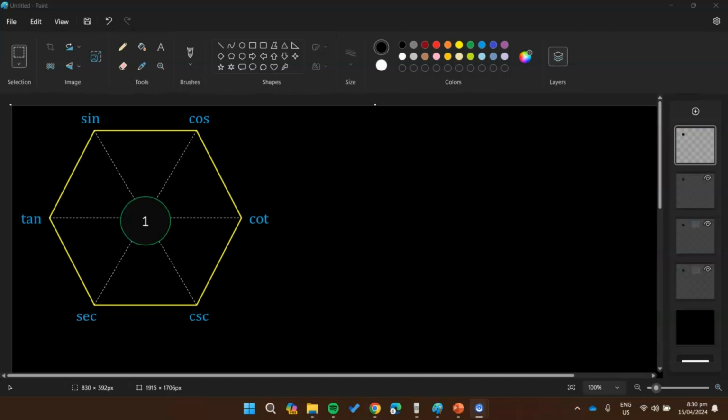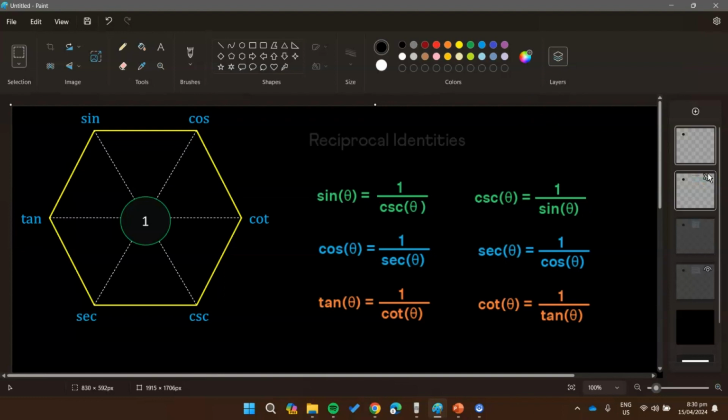So how to make use of this magic hexagon, or some people will call it the super hexagon, to solve different trig identities. So we start with our reciprocal identities. So we have sine theta is equal to 1 over cosecant, cosine theta is equal to 1 over secant, tangent theta is equal to 1 over cot, and then the rest. Now, how do we make use of the magic hexagon to identify these different reciprocal identities? So this is what we are going to do.